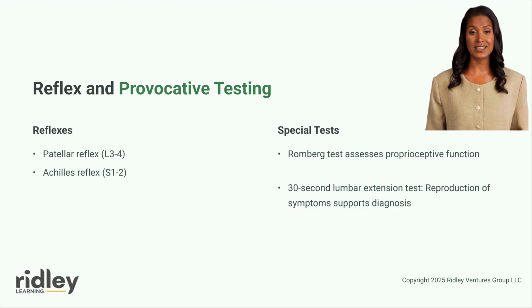The 30-second extension test, a component of validated clinical prediction rules, involves having the patient maintain lumbar extension for 30 seconds while symptoms are monitored. Reproduction of characteristic lower extremity symptoms during sustained extension supports the diagnosis of stenosis.